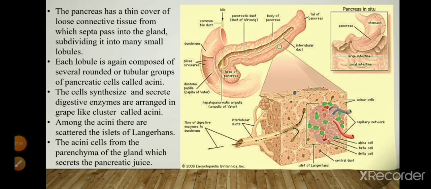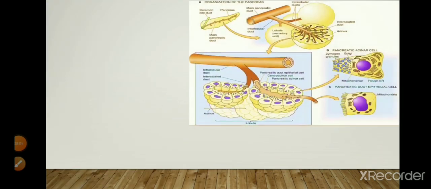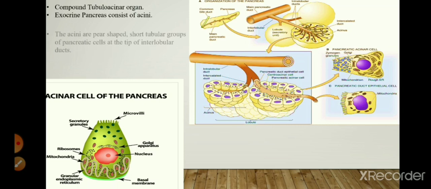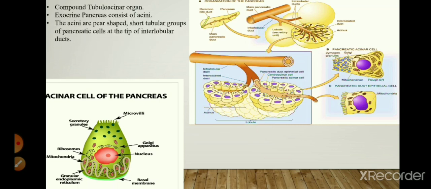Now next, we will discuss about the cells of pancreas, that is exocrine cells, acini. Pancreas is a compound tubulo-acinar organ because of presence of tubule and acini. Exocrine pancreas consists of acini. These are the cells which form the exocrine part.